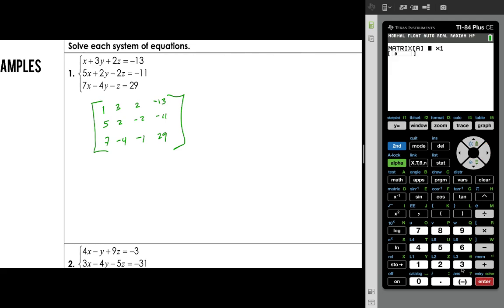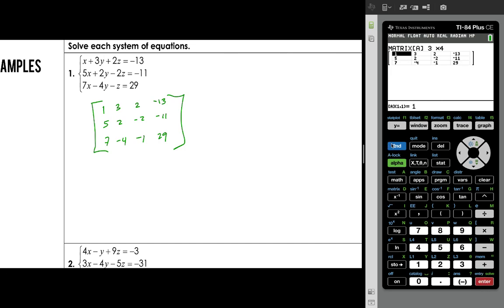Enter. Now this is a 3 by 4, right? Because we have 3 rows, 4 columns. And I'm going to write my matrix. So 1, 3, 2, -13. 5, 2, -2, -11, 7, -4, -1, and 29.